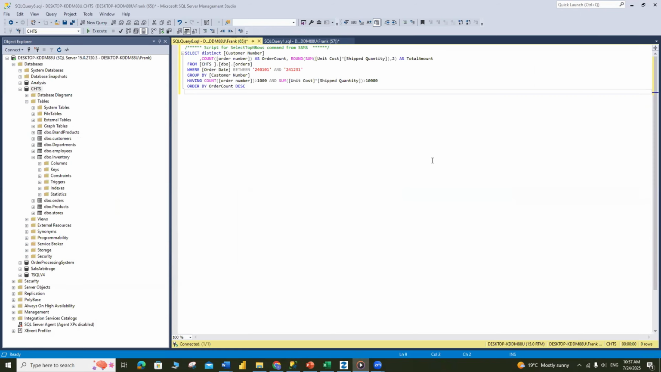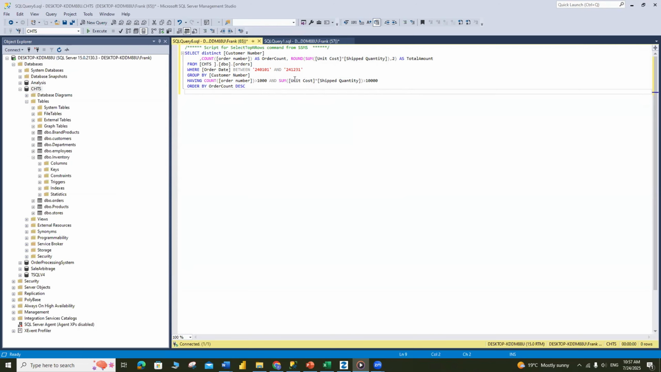Here's the SQL query we use in SQL Server Management Studio. Let's break it down. The where clause filters the orders to just those from 2024. We group the results by customer number to get totals per customer. In the having clause, we apply our thresholds. Over 1,000 orders and over $10,000 in total spending.